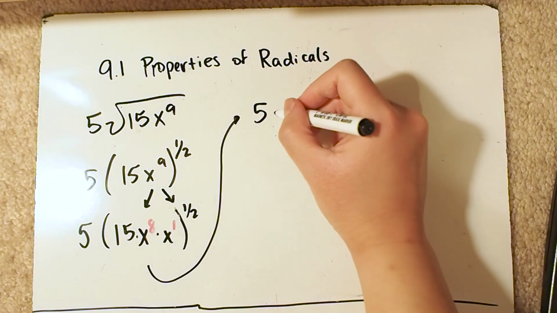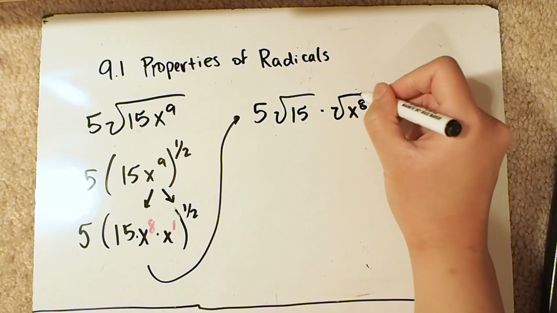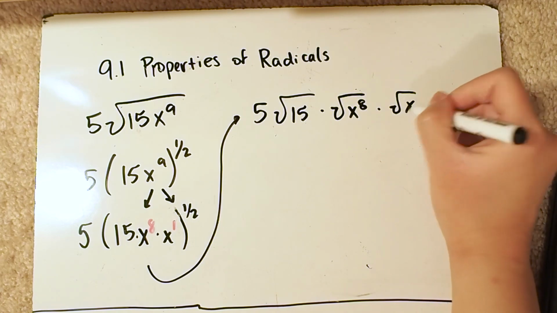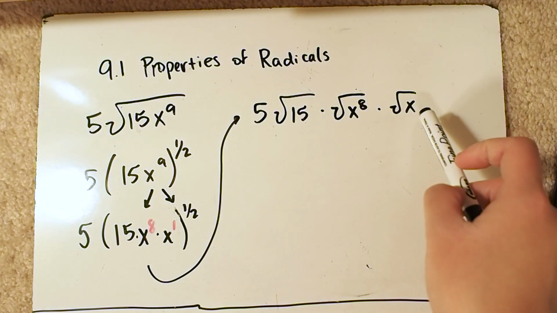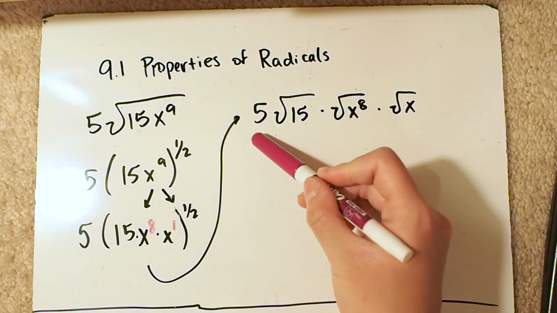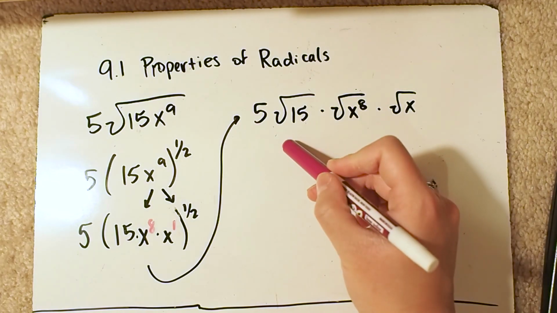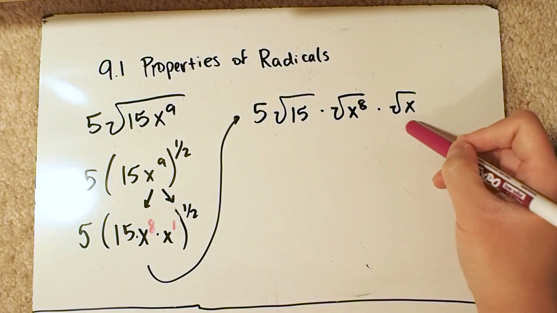So I'm going to have 5 times the square root of 15 times the square root of x to the 8th times the square root of x. Okay, I don't write x to the 1 because if there's nothing written, it's just assumed to be x to the 1. I've already simplified this as much as possible. 5 has already been taken out and reduced. Square root of 15 is not a nice number, so we just leave it like that. Square root of x is also not a nice number.